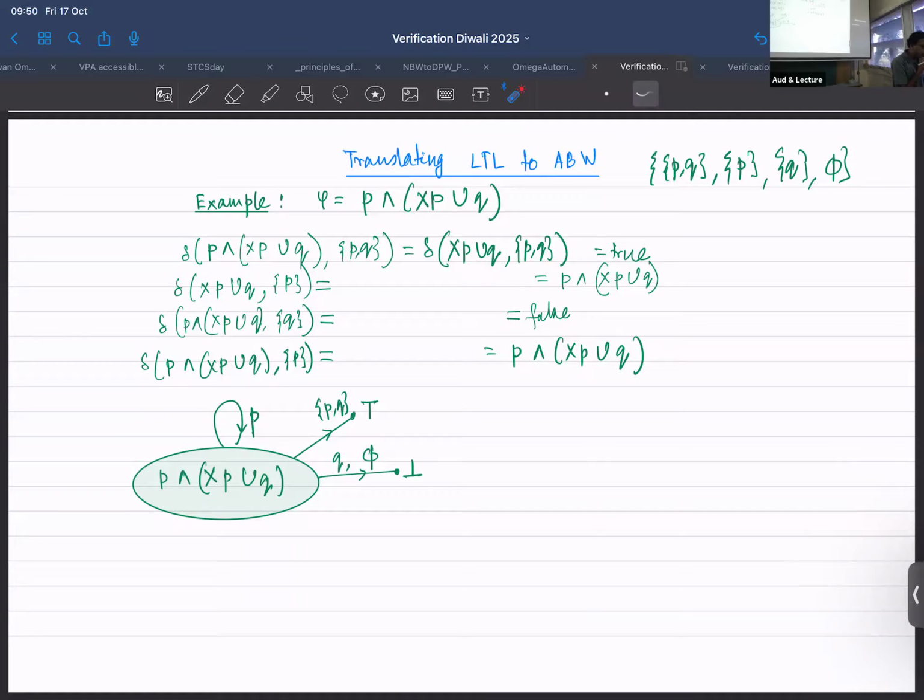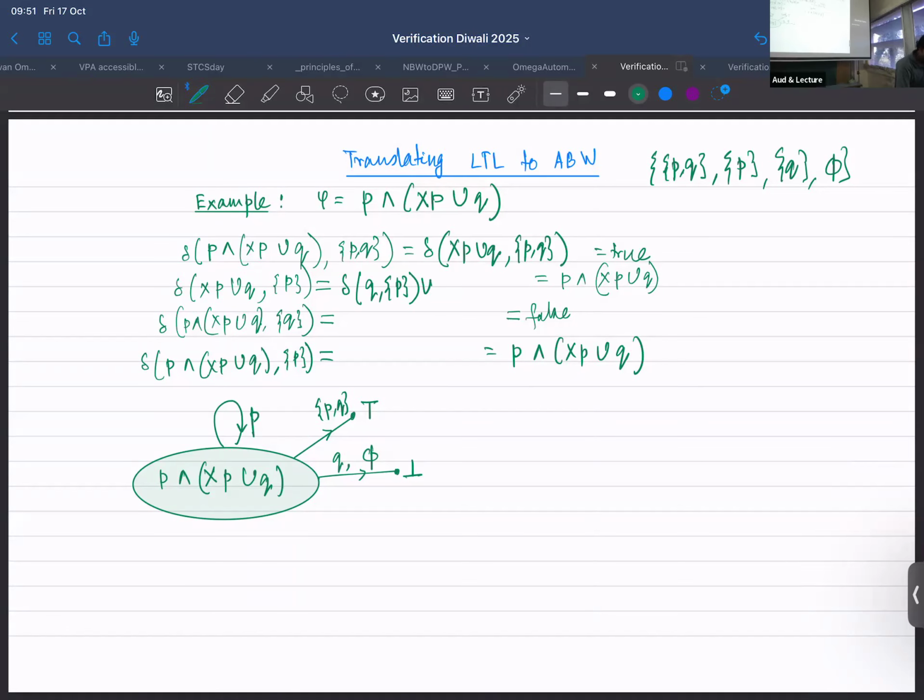So how are we going to expand it? If it is delta of phi 1 until phi 2 comma something, then we check if phi 2 is satisfied now. Otherwise, phi 1 has to be satisfied now, and then recursively the next thing. So you have this, of course, or that thing.